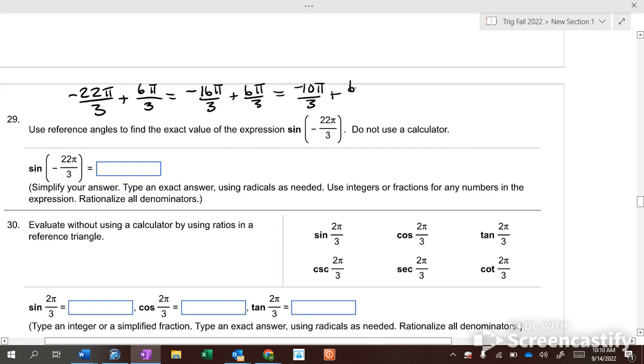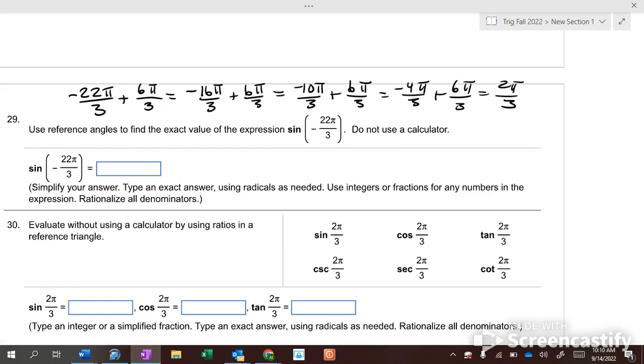And then I add another 6 pi over 3, and I get negative 4 pi over 3. And I add another 6 pi over 3, and then I get 2 pi over 3. And that's where I want to end up once I get to positive. So what is the sine of 2 pi over 3? It is square root of 3 over 2.